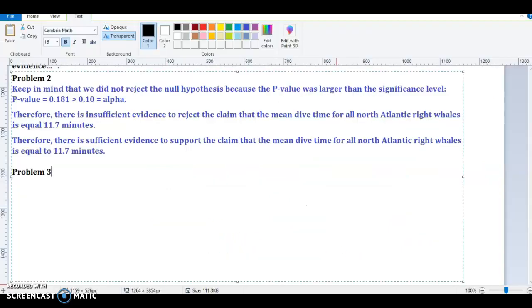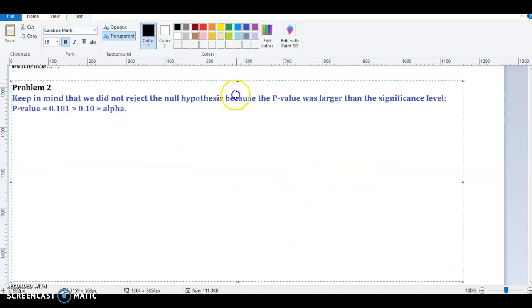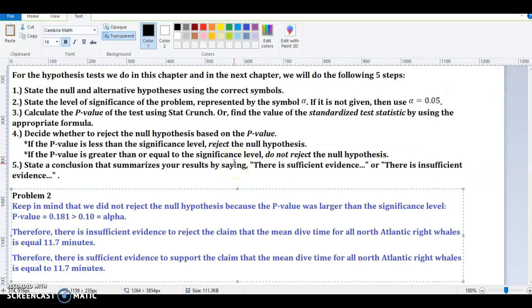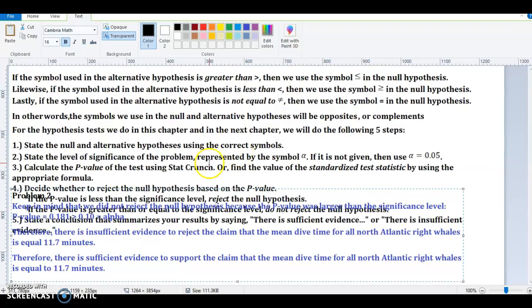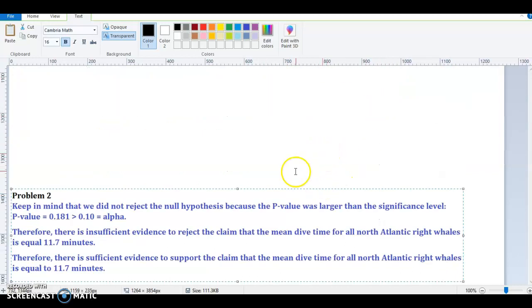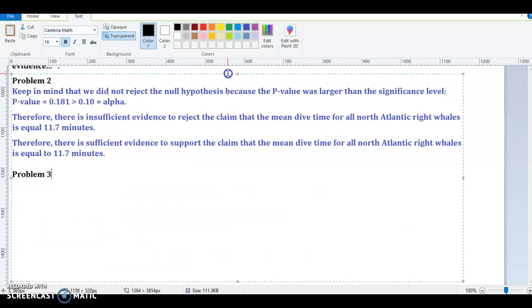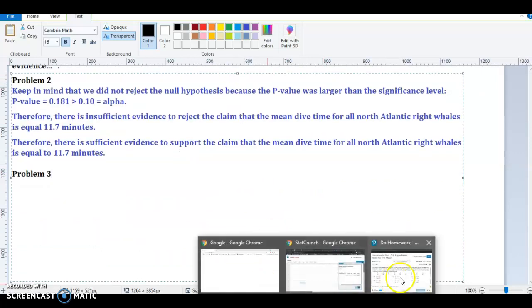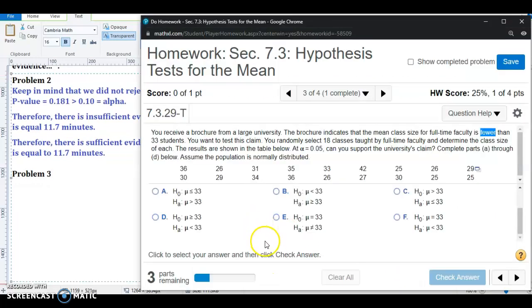If we go back to our notes here, we see that if the less than symbol is used in the alternative hypothesis, then we must use the opposite symbol in the null hypothesis. The opposite of less than would be greater than or equal to. So we're going to select the answer choice where the greater than or equal to symbol is in the null hypothesis, which would be answer choice D.